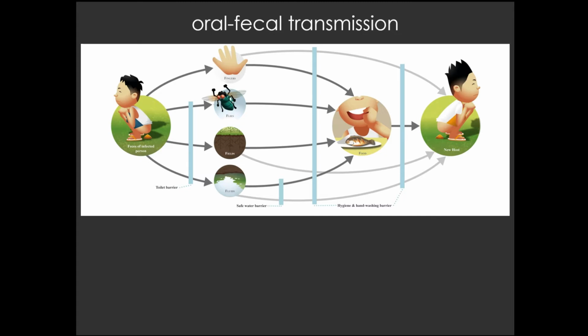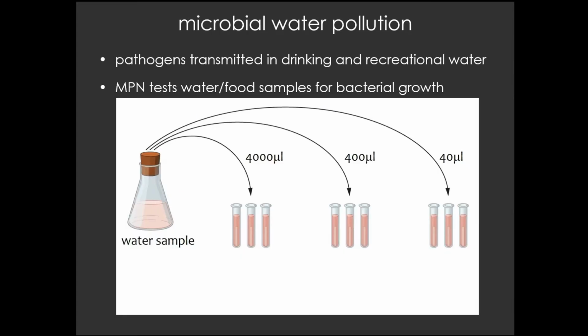So we're going to talk about this idea of oral fecal transmission much more in our last lecture unit, but here we're going to talk about how we can use microbiology to identify possible sources of oral fecal contamination of water, because lots of pathogens can be transmitted in drinking and recreational water. So that would mean water that you're swimming in.